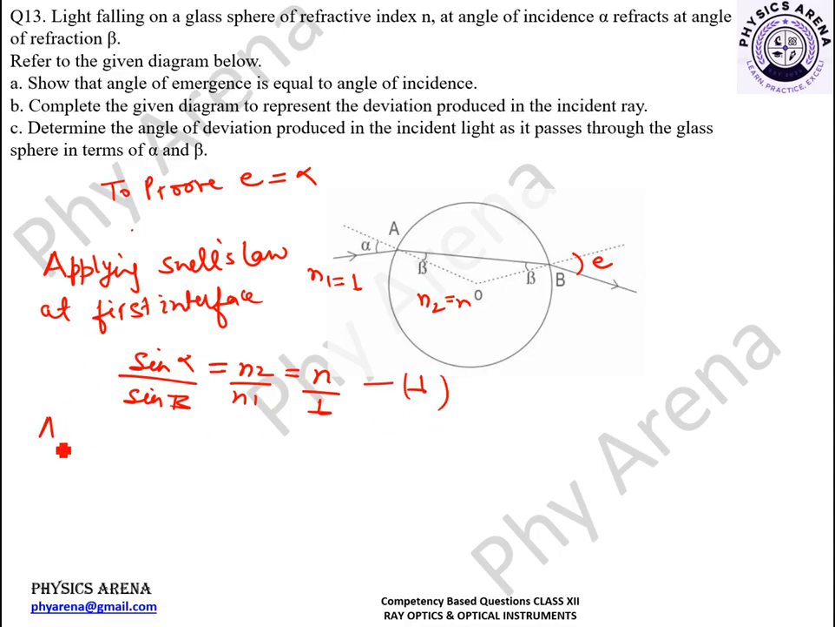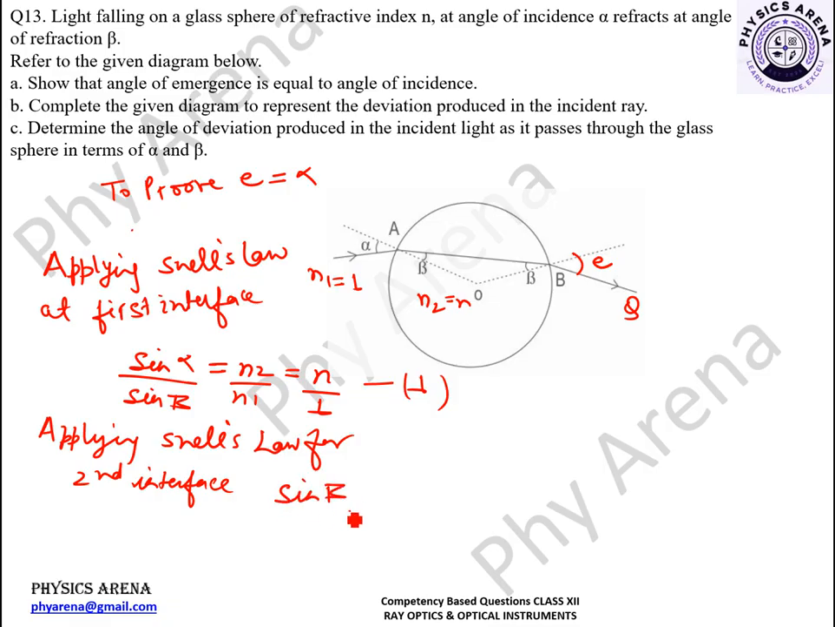Now again applying Snell's law for second interface, and in this case AB is the incident ray and the ray that is going out, let me call it as BQ, is the refracted ray. So here angle of incidence is beta, and angle of refraction is E. That is my angle of emergence also. So I can write sine beta divided by sine E is equal to the second medium, that is 1, divided by the first medium, that is N. That is 1 upon N. This is equation number 2.